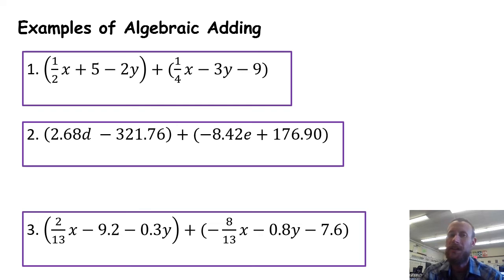So here again, we have various groups. We have three groups, three sets of terms. In the first example, we have some terms with x in them, some terms with y, some terms that don't have either, the constant terms. Half x plus a quarter x, what is that? 5, that would be grouped with negative 9, those are our constant terms. And negative 2y grouped with negative 3y, those would be our y terms. What do you get if you add those groups together?